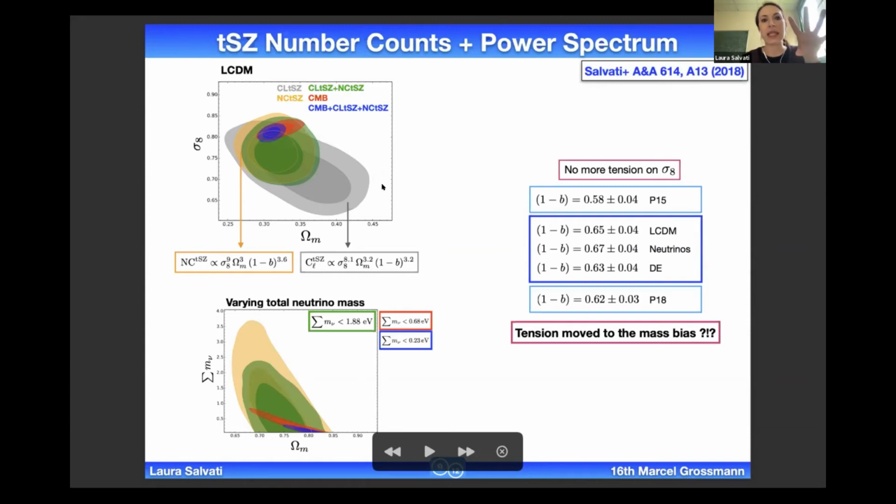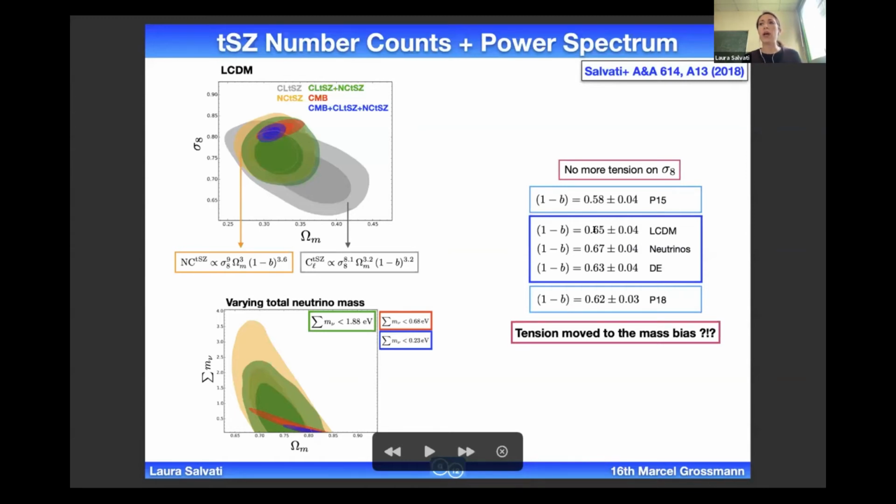Now, the problem is that even if we say we do not have a tension on sigma 8 anymore, what happens if we focus again on the constraint on the mass bias? So basically, if we consider again the combination of CMB primary anisotropies with TSZ probes, as you can see from the results here, basically, the constraints are still around 0.6.